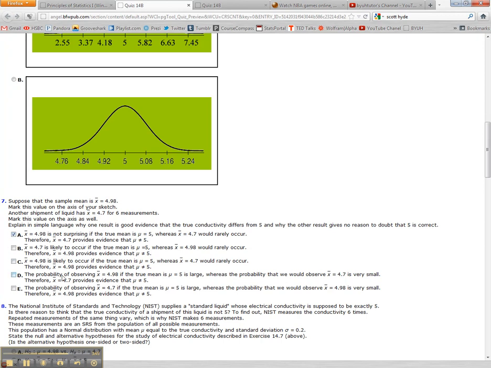It says in D the probability of observing 4.98 if the true mean is 5 is large. Very true. Whereas the probability that we would observe 4.7 is very small. Therefore, 4.7 provides evidence that mu is not equal to 5. So A and D are almost identical to each other. And then in letter E, it says the probability of observing 4.7 if the true mean is 5 is large, right? Whereas the probability that we would observe 4.98 is very small. Okay, so this is opposite again from D. So E is not true. So of the 5 options, A and D are the most true.